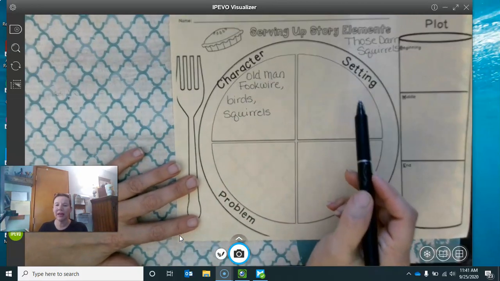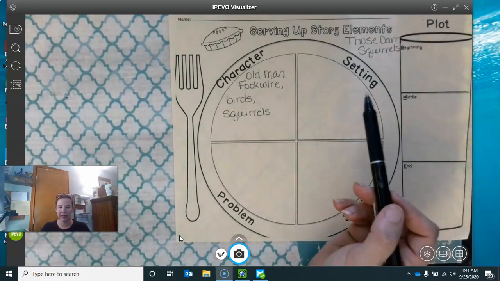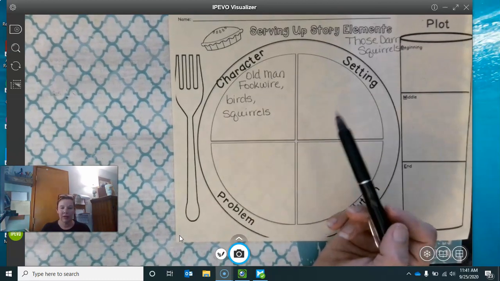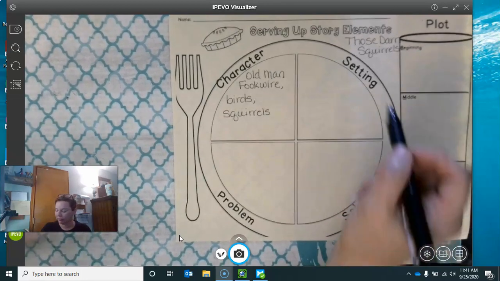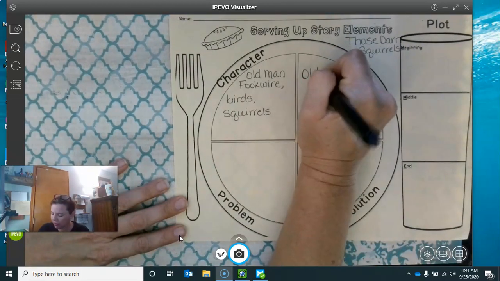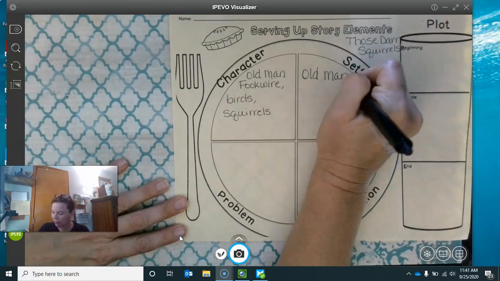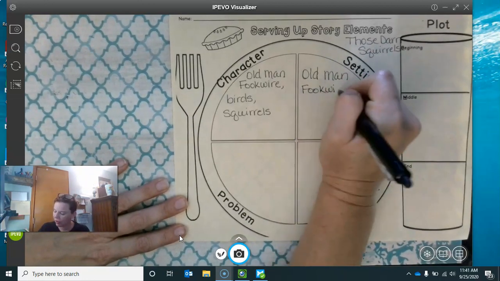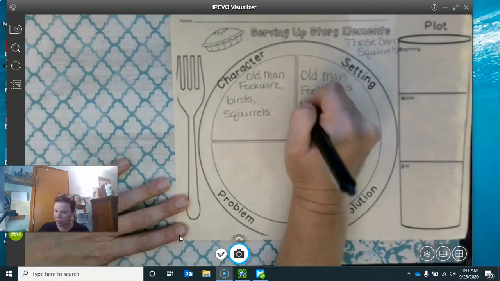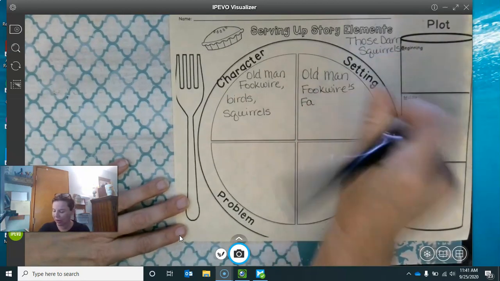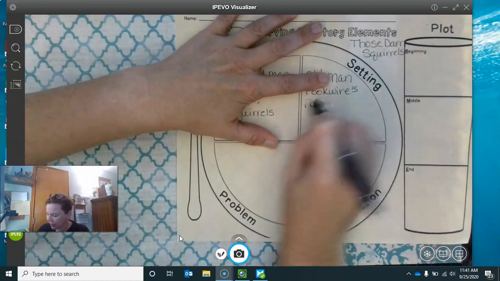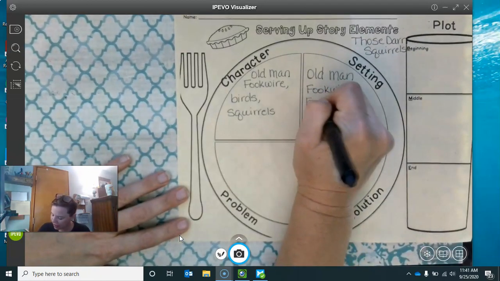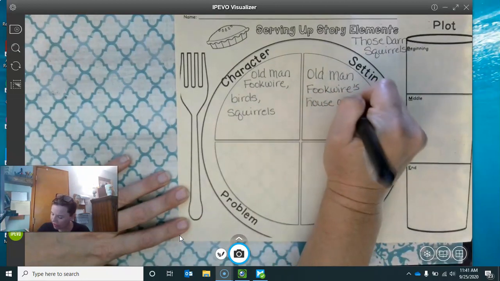Now, the setting is where and when the story takes place. So where was the story taking place? We don't know when, but do we know where? Okay, the where was Old Man Folkwire's house, not farm. His house and yard.